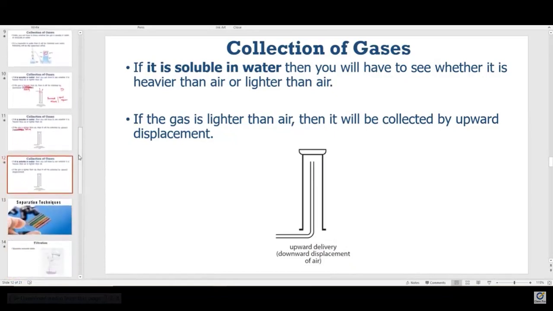As far as gas collection is concerned, if you have a gas that needs to be collected, the first property you'll have to consider is whether it is soluble in water or insoluble in water. If it is insoluble in water, then you are going to collect it over water. If it is soluble in water, then you'll have to see whether the gas is lighter than air or heavier than air. If it is heavier than air, it is going to be collected by downward delivery. If it is lighter than air, it is going to be collected by upward delivery, as shown on your slide.